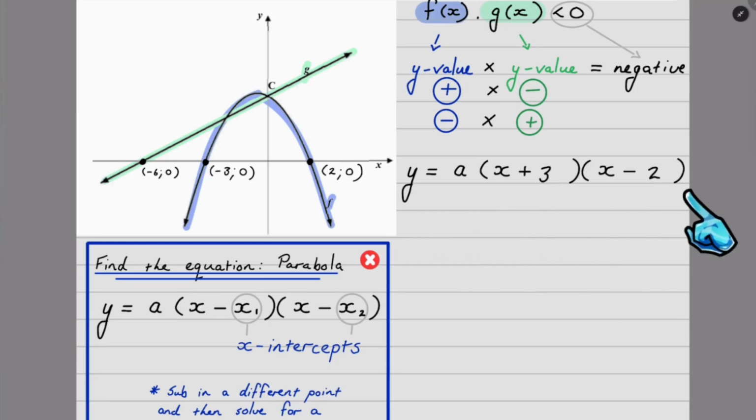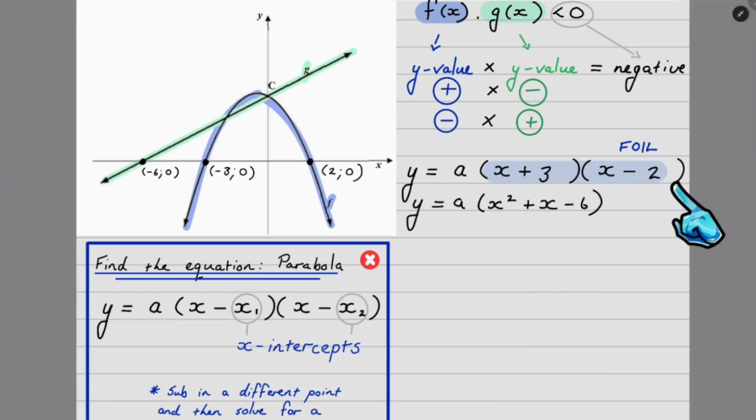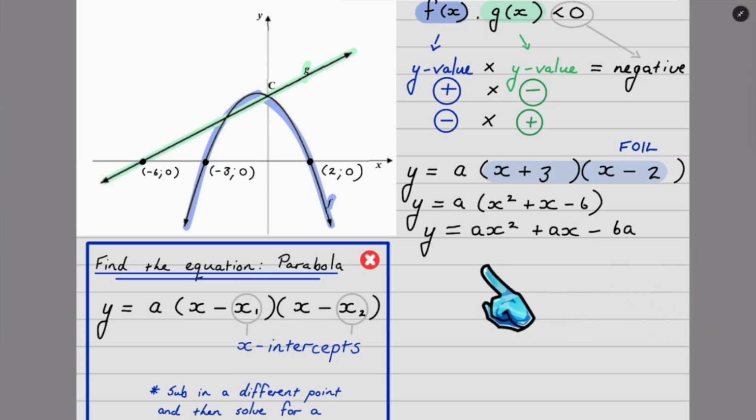Now I'm going to FOIL the brackets. After I've FOILed the brackets, I'm going to distribute this a inside the brackets. And then that's as far as I can go. I can't really go anywhere from there, because I don't have a different point to sub in and solve for a. So that's pretty much as far as I can go.